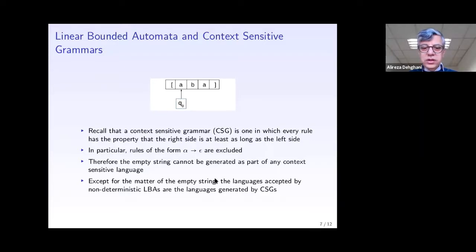So this is not shrinkable then. In particular, rules of the form alpha to empty or epsilon are excluded, so it is kind of shrinkable. You are getting one string or something on the left hand side and you're delivering nothing, so that means you are trying to shrink the input in the machine, so it's not included in context sensitive grammar. And therefore, the empty string cannot be generated as a part of any context sensitive language.